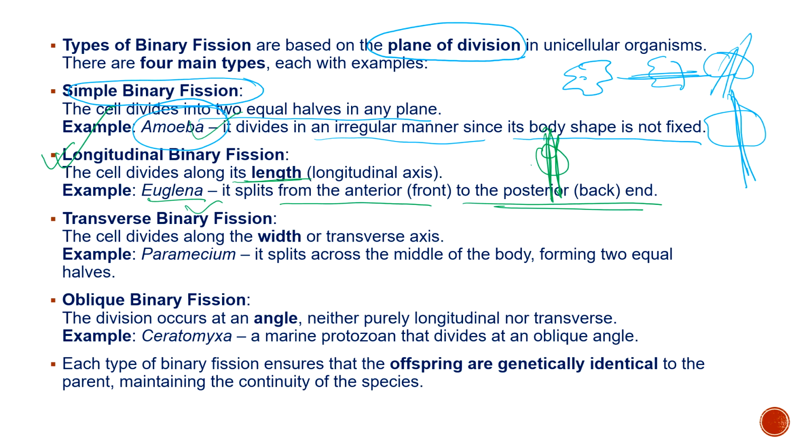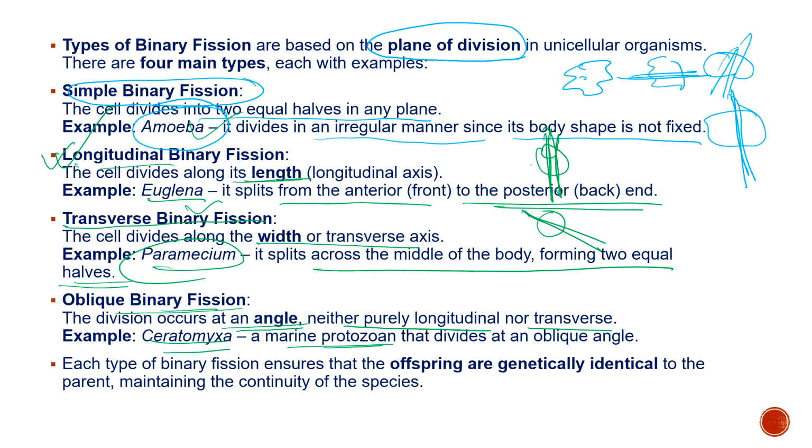Is it clear? Next we move on to transverse binary fission, that is according to the width, or transversely. That is paramecium, which splits across the middle of the body forming two equal halves. Next comes oblique binary fission, where they divide at a certain angle, or obliquely, neither purely longitudinal nor purely transverse. It happens in Ceratomyxa, a marine protozoon that divides at an oblique angle. It is very rare actually.